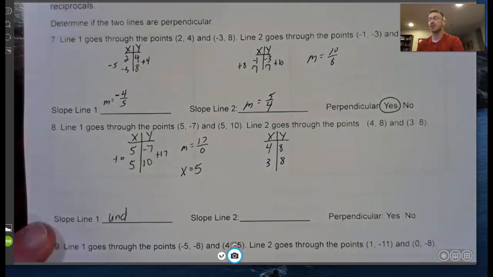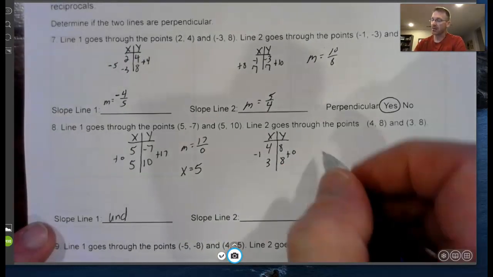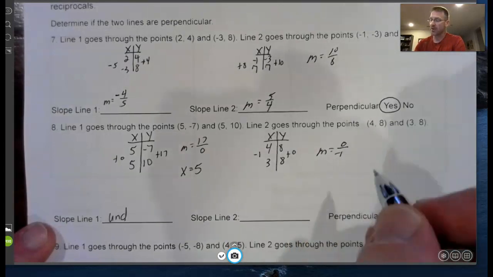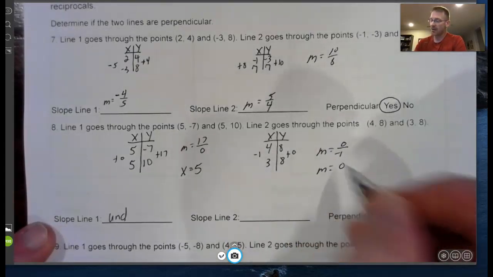And what we see here is, notice my rise is 0. My run is negative 1. So this time my slope is 0 over negative 1, which is in fact 0.